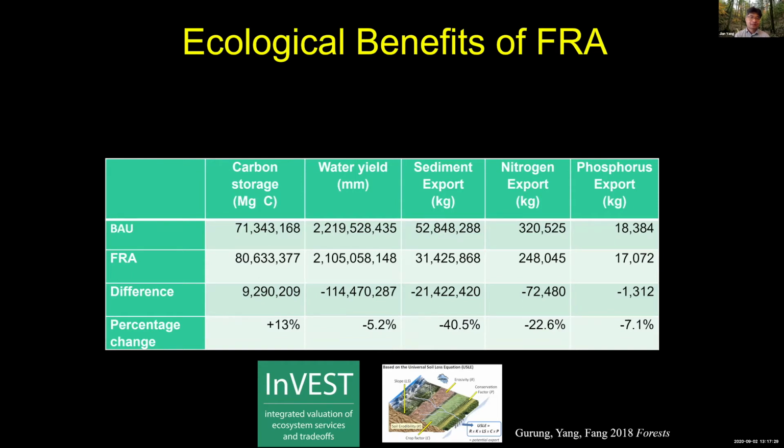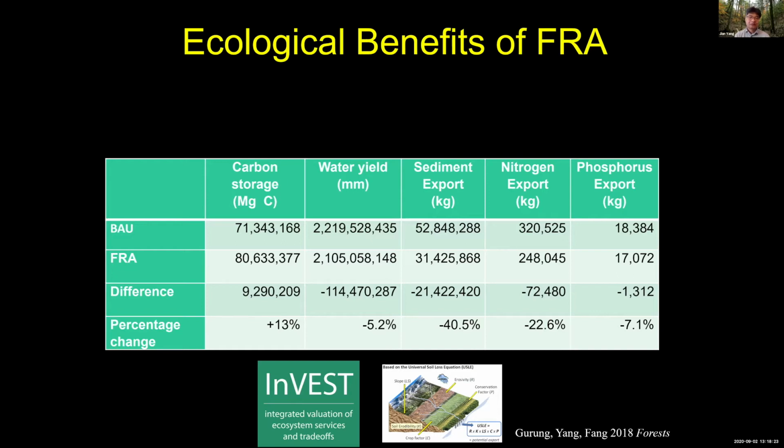So in this table, we see that for the business as usual approach compared to the forestry reclamation approach, there's an increase of about 13% of the carbon storage in that particular watershed. So that means that we can contribute to climate regulation by restoring the forest into that watershed. And then there's about a 5% reduction of the water yield. That's related to flood regulation, so that's another ecosystem service benefit. In terms of sediment export, there's a 40% reduction. So that indicates that restoring the forest can really benefit water purification, etc.